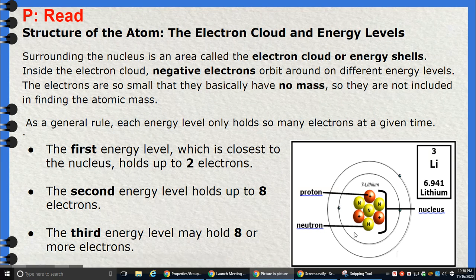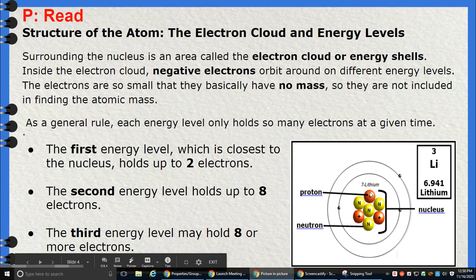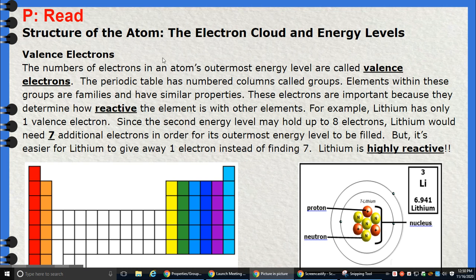The first energy level, which is closest to the nucleus, can only hold 2 electrons. The second energy level can hold up to 8 electrons. The third energy level may hold 8 or more electrons. Structure of the atom, the electron cloud, and energy levels.